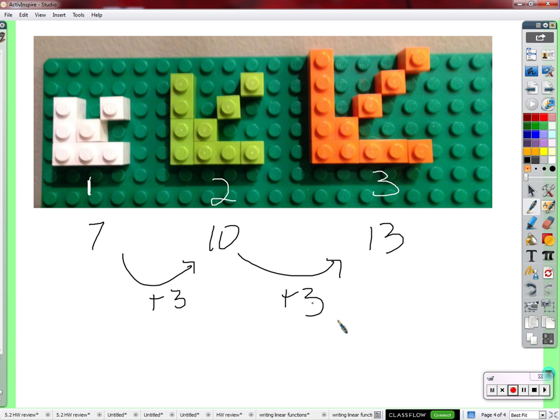Can someone show us where the 3 could be added on? Where would someone put 3 more of those 1 by 1 Legos? Up there, on the diagonal, and on the top, and on the end. Yes. So putting 3 in the diagonal and up and to the right would give you the next figure.